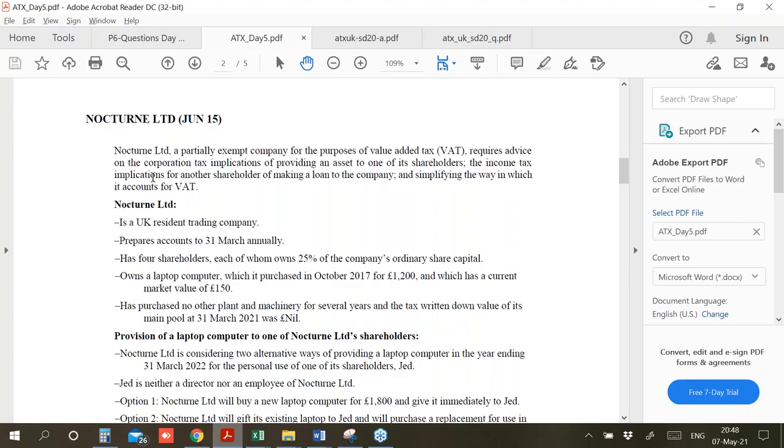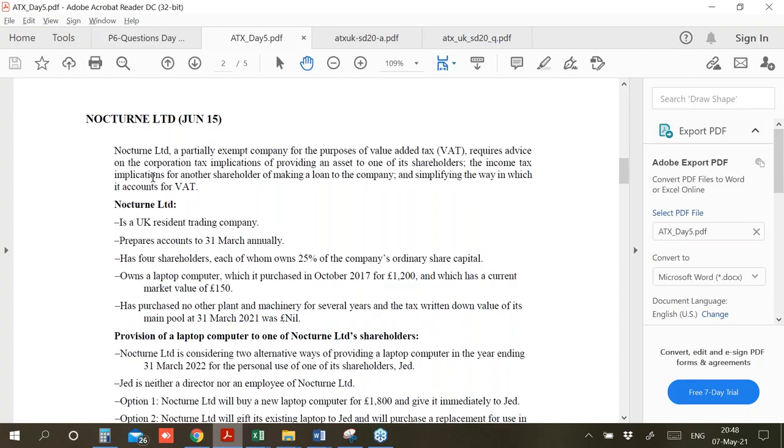Nocturne Limited is a resident trading company, prepares accounts to 31st March annually, and has 4 shareholders, each of whom owns 25% of the company's ordinary share capital, which means that Nocturne Limited can be classified as a closed company. Now, I'll remind you what a closed company is: a company in which the majority of the control is with 5 shareholders, and if there are more than 5 shareholders, then all should be directors. This is the key concept. Here you can see that 4 shareholders are controlling the company.